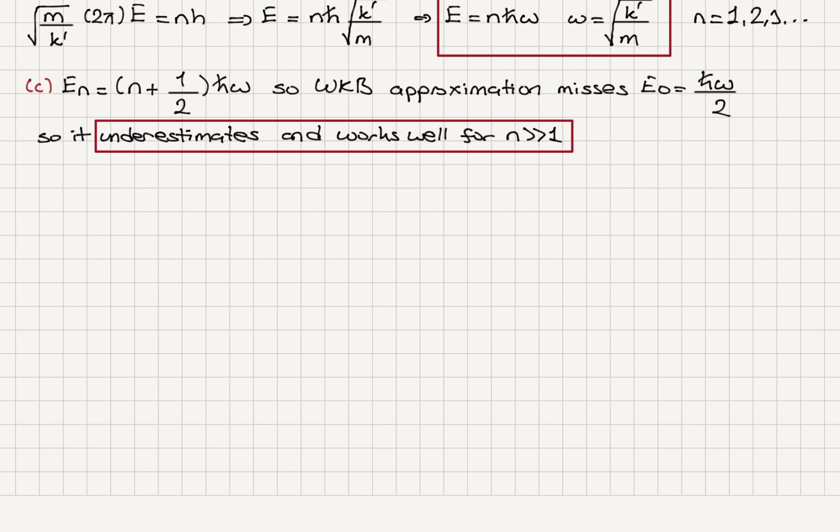But here we also have a solution for n equals 0, h bar omega over 2, and this solution is missed by the WKB approximation, so it underestimates the energy levels, but it will work well if n is much greater than 1, and this term will disappear, which is basically approaching the classical limit.